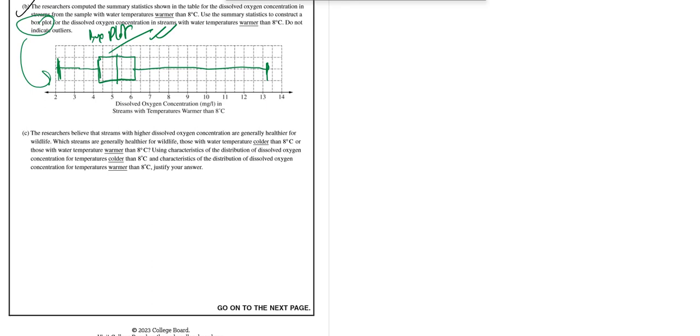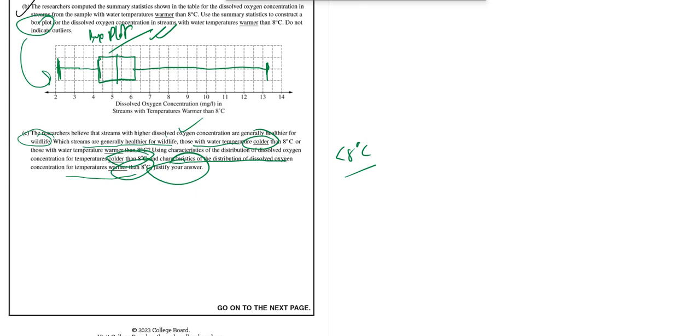The researcher believed that streams with higher dissolved oxygen concentration generally have healthier wildlife, and these are the streams with temperature colder than 8 degrees centigrade. Using the characteristics of the distribution of dissolved oxygen concentration for colder streams and for warmer streams, justify your answer. If the researcher's belief is correct, the streams with water temperature colder than 8 degrees centigrade have healthier life.